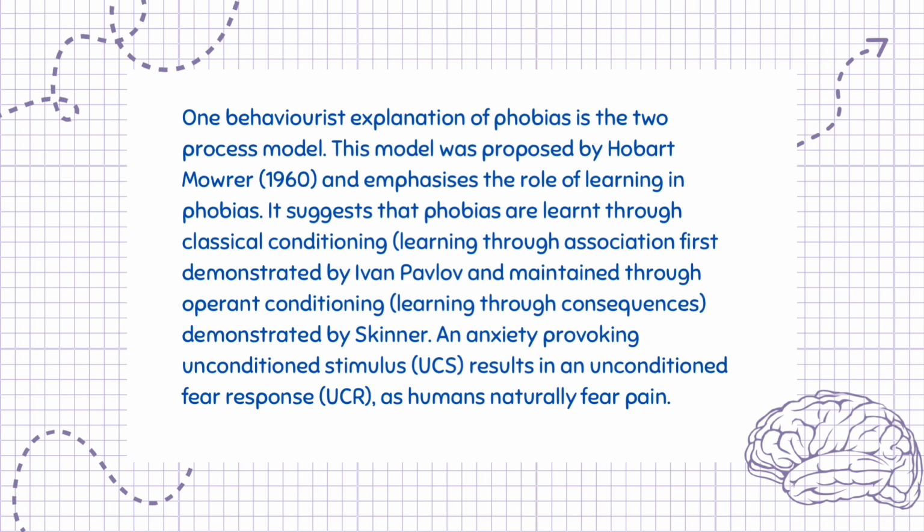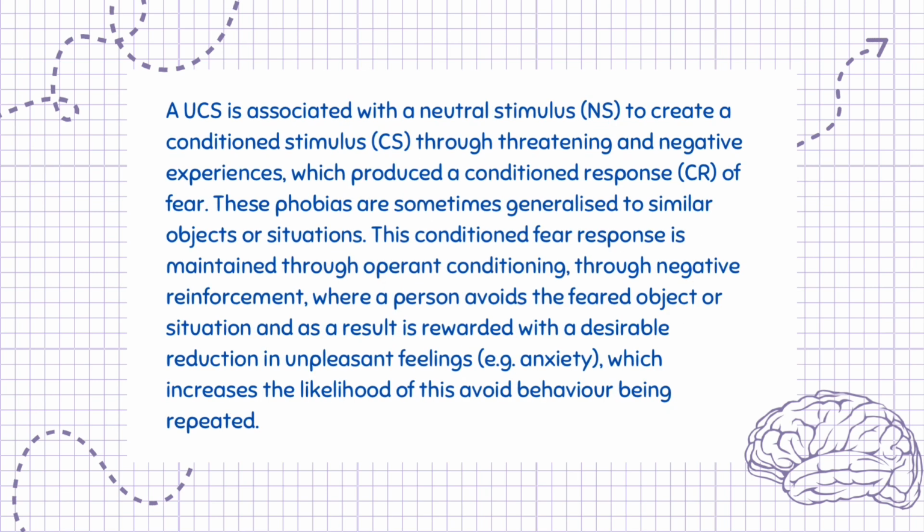An anxiety-provoking unconditioned stimulus, UCS, results in an unconditioned fear response, UCR, as humans naturally fear pain. A UCS is associated with a neutral stimulus, NS, to create a conditioned stimulus, CS, through threatening and negative experiences, which produced a conditioned response, CR, of fear. These phobias are sometimes generalized to similar objects or situations.